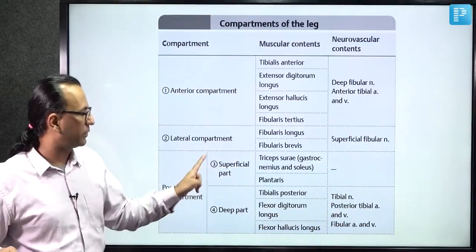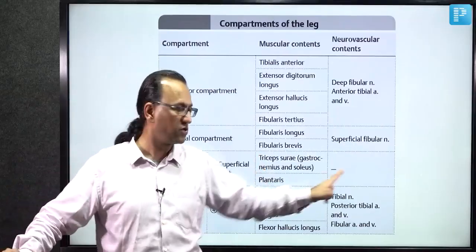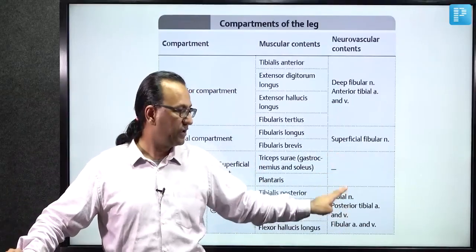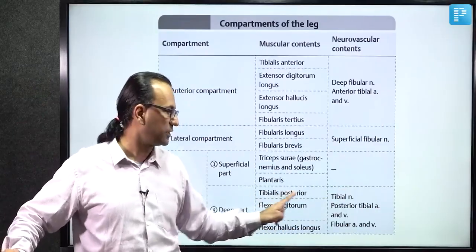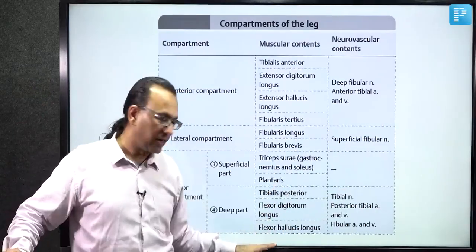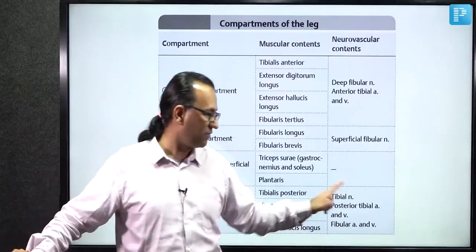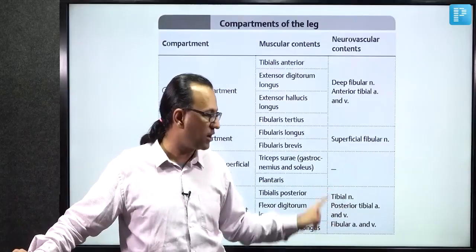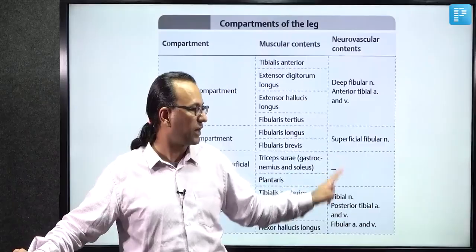The calf region has two parts, superficial and deep, and the superficial part, which is having the GPS muscles, has no neurovascular bundle. The neurovascular bundle is present only in the deeper calf region, and that is where you have the Tom, Dick, and Harry. This Tom is tibialis posterior, and then you have the flexor muscles, which are flexor digitorum longus and flexor hallucis longus, and that is where you have the posterior tibial nerve. Along with that, there is a posterior tibial artery, and also the peroneal artery lies here. Though it is supplying the lateral leg compartment, it does not go to the lateral leg compartment, it stays in the calf region only.